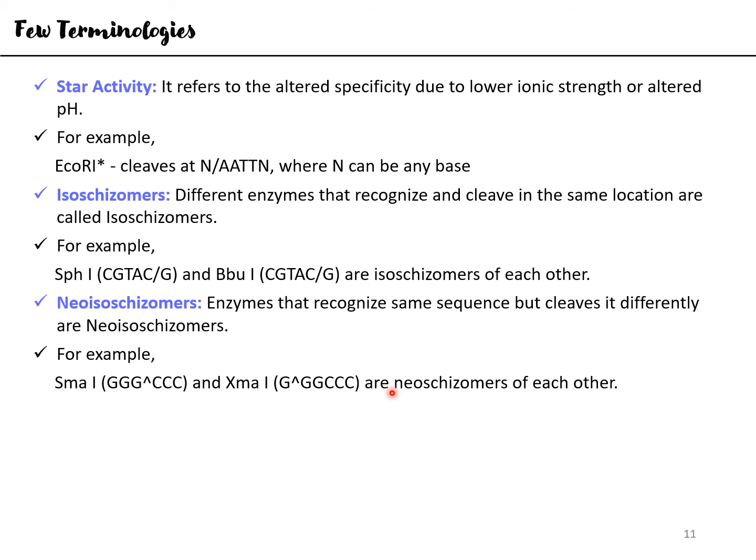Now, when will we have 5' overhangs? If the cleavage site is closer to the 5' end, we will have 5' overhangs, because once it cleaves here, then this base will become the 5' end. And if the cleavage site was closer to the 3' end, then what would we have? We would have 3' overhangs.